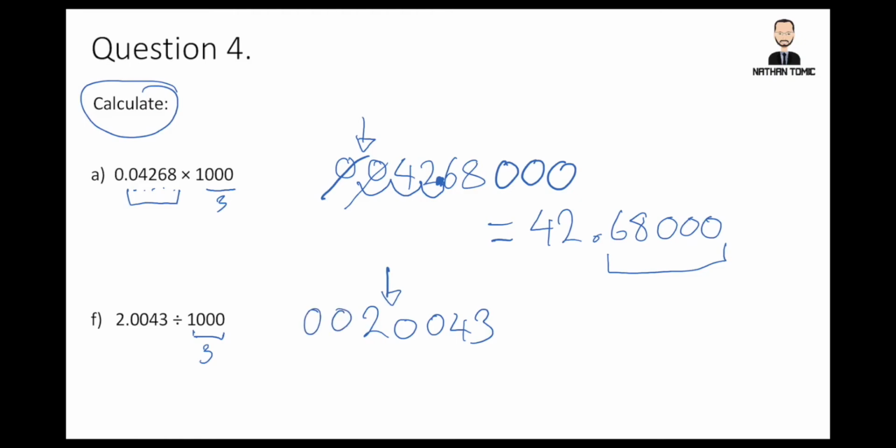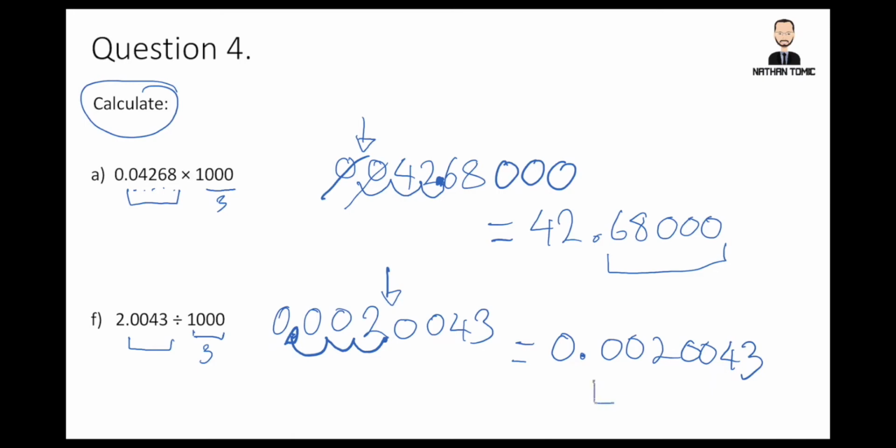So let's just chuck a few extra zeros here. I usually put the same number as what I'm going to be moving by. Often works out well. So from here, we're going to go 1, 2, 3. So we'll end up with our decimal point here. So again, my answer will actually be 0, because I have to have 1 on the left-hand side, 0.00200043.